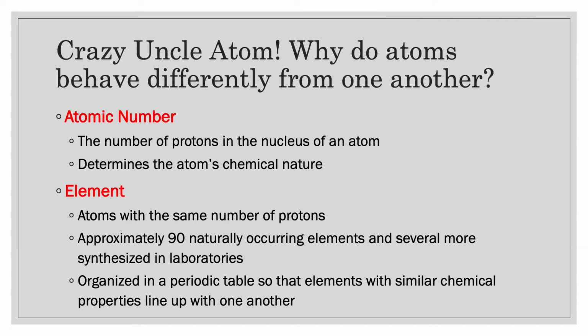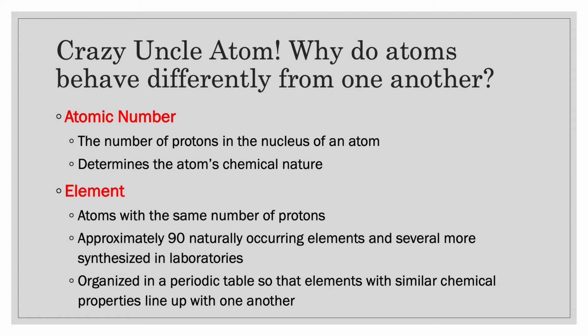So why do atoms actually behave differently from one another? If an atom is the smallest unit that cannot be split, why do they behave differently from one another? Well, it depends on that atom's chemical nature, and specifically it depends on that atom's atomic number. The atomic number is the number of protons in the nucleus of an atom.